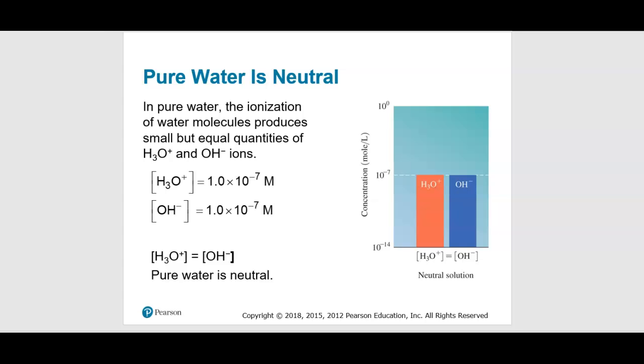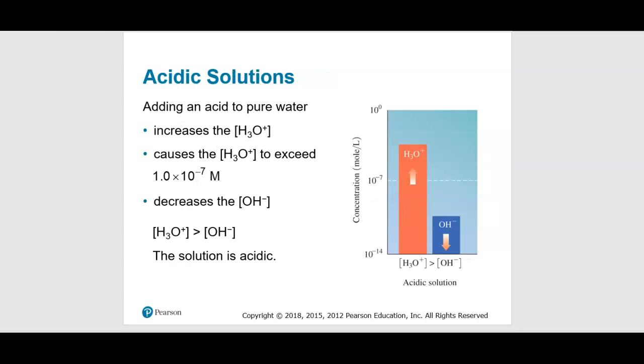Now, again, pure water is neutral. The concentrations of hydronium ion and hydroxide ion are the same, so there's not an excess of one or the other. So those quantities are equal, so pure water is neutral. Acidic, basic, and neutral simply means that acidic, you have an excess of hydronium ion. Neutral, the two are equal, and basic, you have an excess of hydroxide ion. And we'll see how that works out.